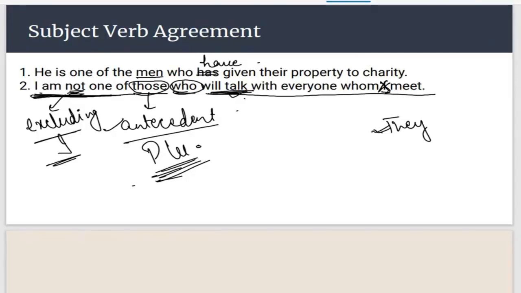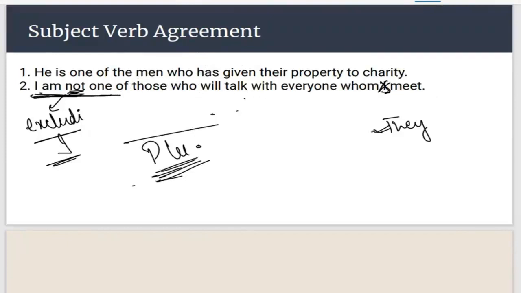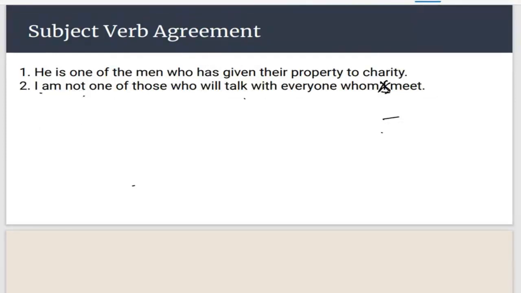Fine. Okay. So we are keeping subject verb agreement till here only. Tomorrow our subject verb agreement will be finished, I guess. I hope whatever we have done today is clear to all.